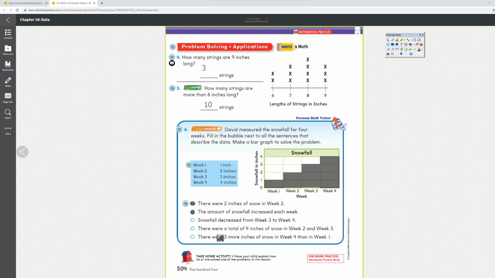For the last one, there were 3 more inches of snow in week 4 than in week 1. So in week 1 we have 1 inch, and in week 4 we have 4 inches. 4 minus 1 equals 3. So that means that there were 3 more inches of snow in week 4 than week 1. So we circle it.